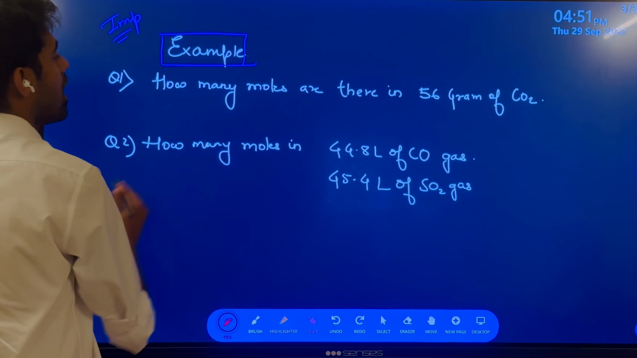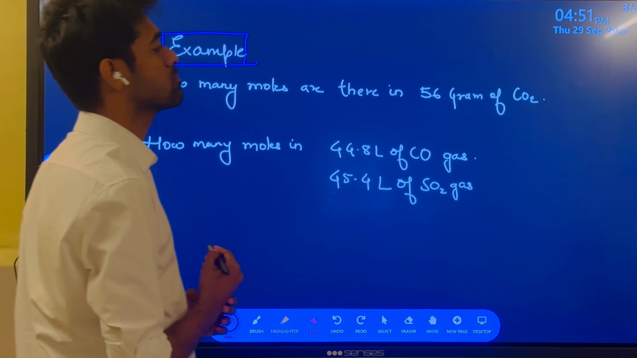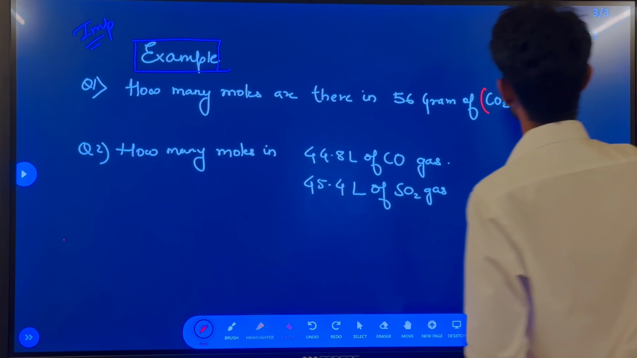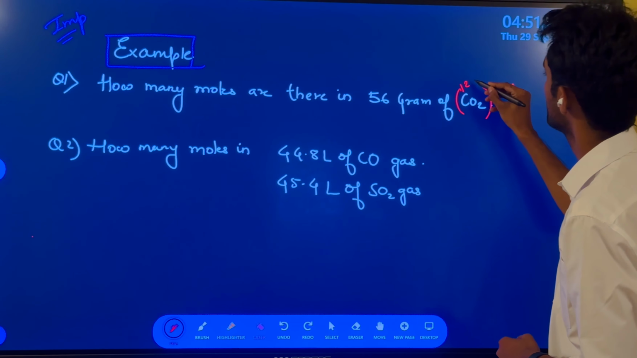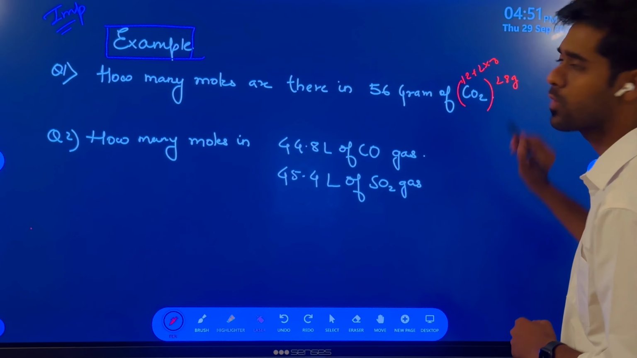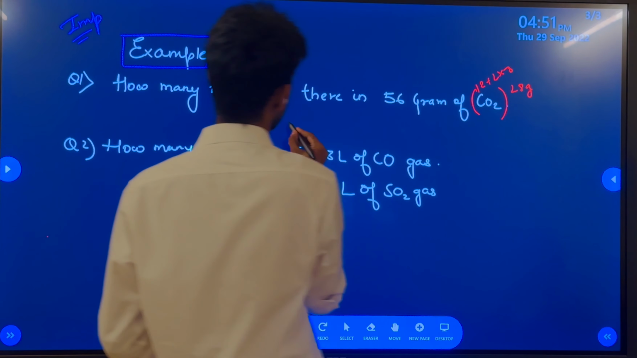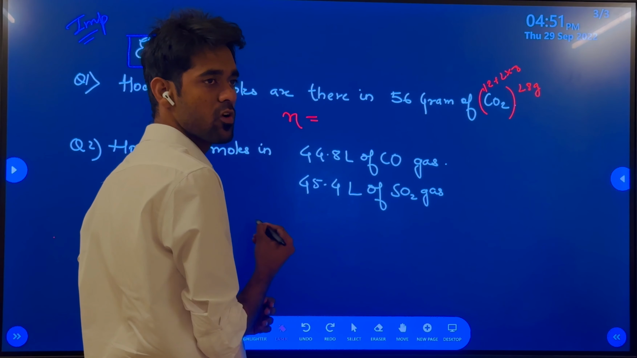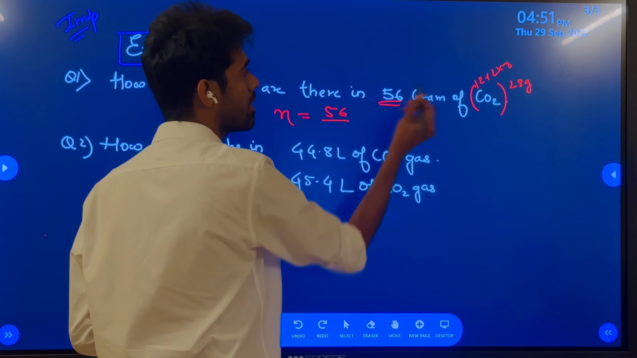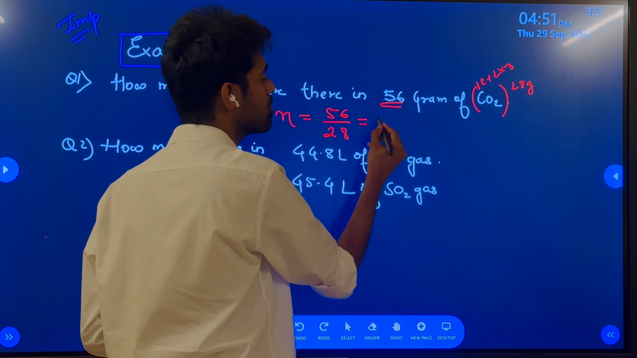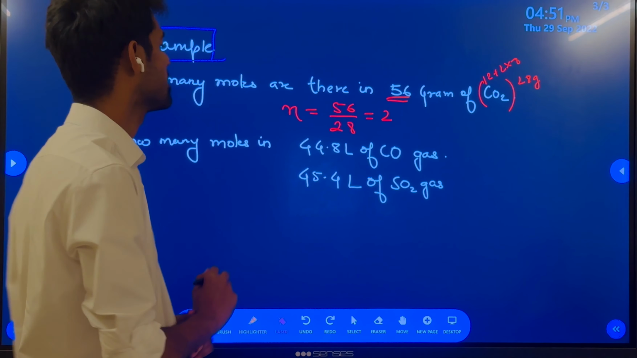How many moles are there in 56 grams of CO2? We have already seen that the molar mass of CO2 is nothing but 28 grams, right? This is 12 and this is 2 into 8, 28 grams. So we had seen that to calculate the number of moles, we have to divide the given mass by the molar mass. So how many moles are there? 2 moles are there.